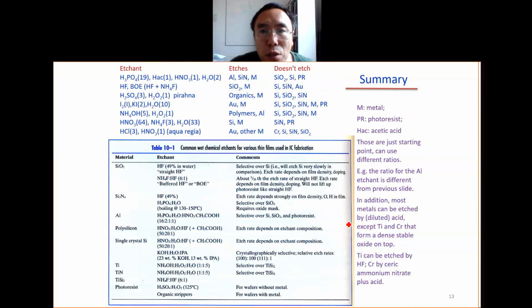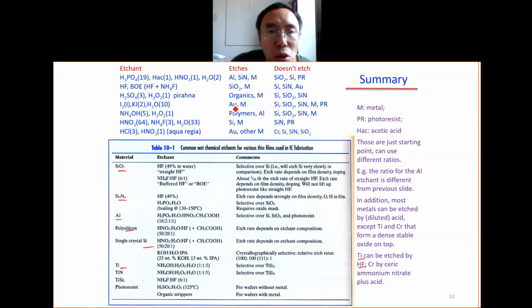This table summarizes the etching of different materials. We have talked about silicon oxide, silicon nitride, aluminum, and silicon. Titanium can be etched away by this mixture. It can also be etched away by HF, even very diluted HF. For titanium nitride and photoresist, we can use Piranha.